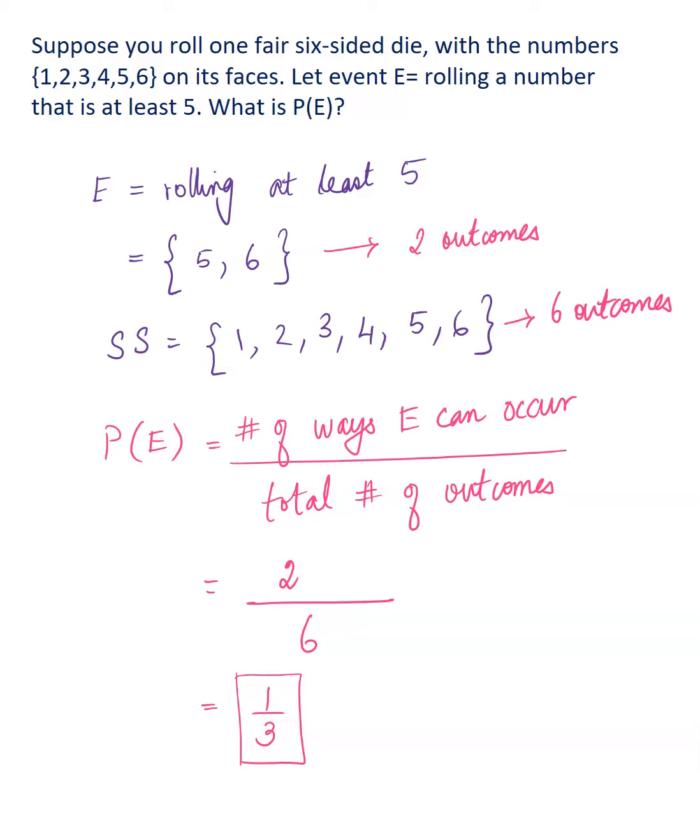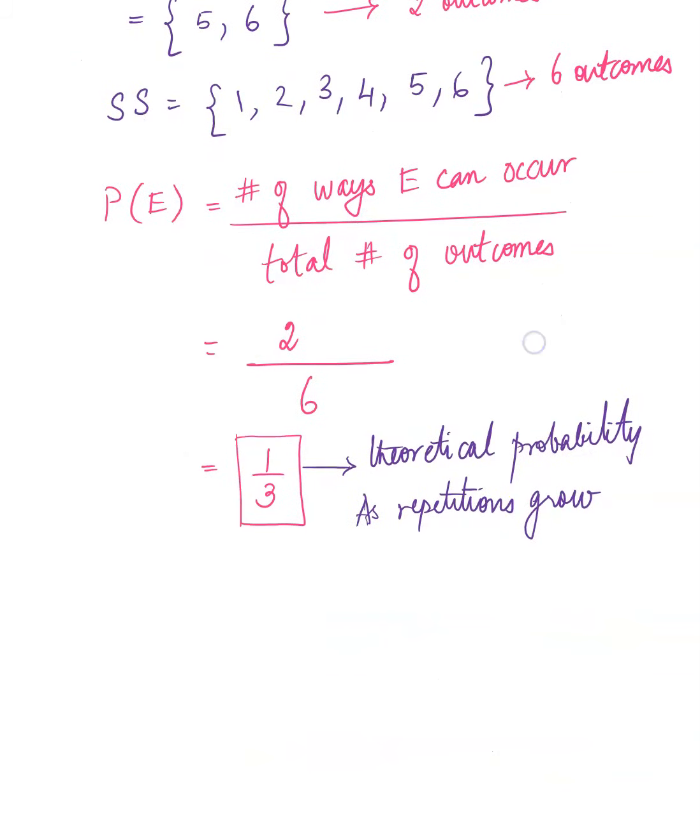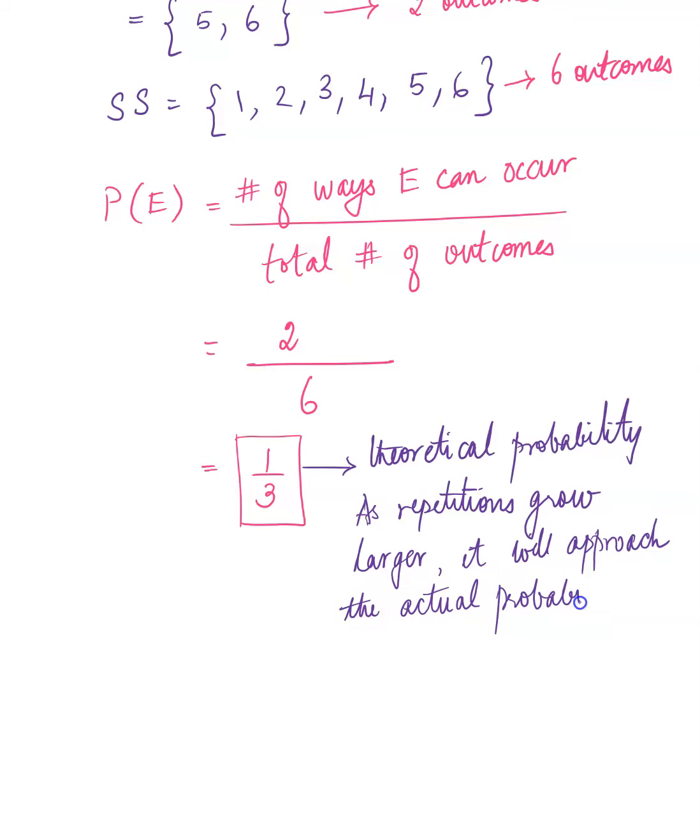Okay, so I'll just point that out here. This is theoretical probability. As repetitions grow larger, it will approach the actual probability. All right? So this is really crucial for us.